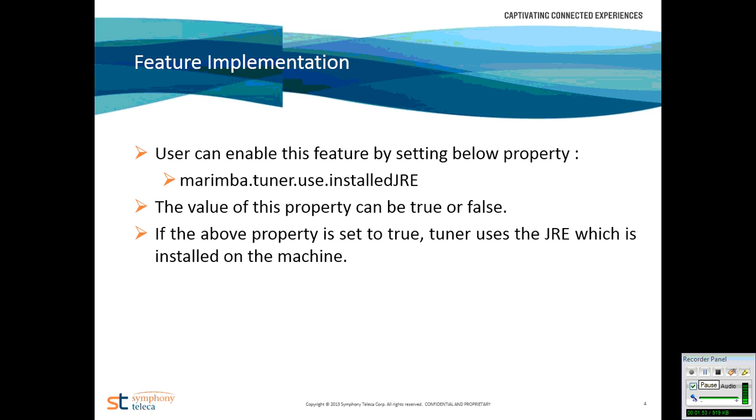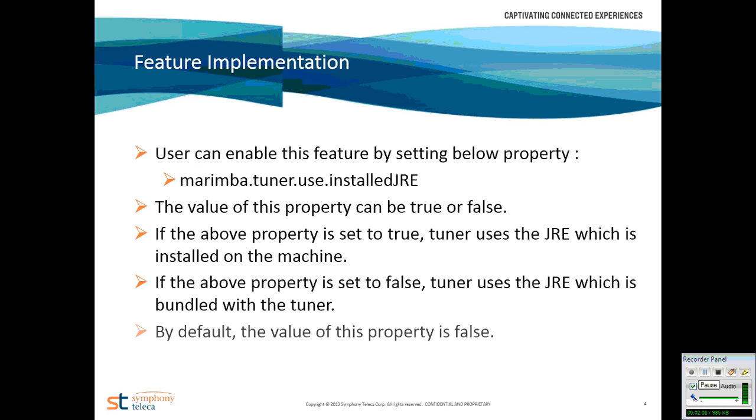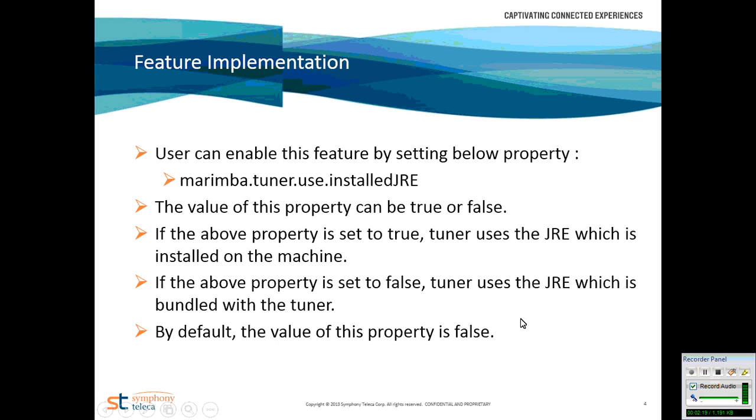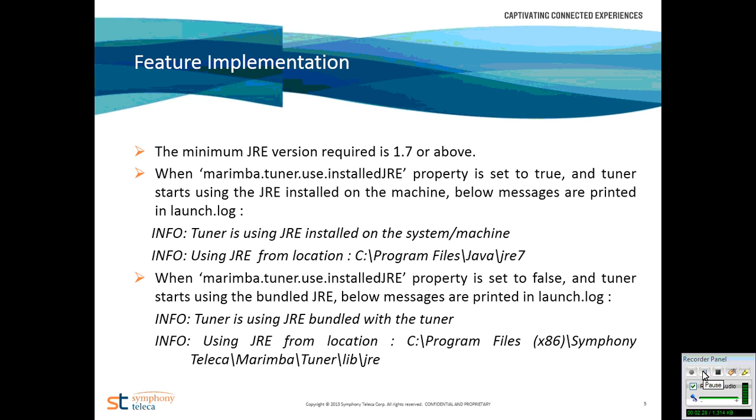If the above property is set to true, tuner uses the JRE which is installed on the machine. And if the property is set to false, tuner uses the JRE which is bundled with the tuner. By default, the value of this property is set to false. That means tuner uses the JRE that is bundled with the tuner. This property can be set either to profile or policy. The minimum JRE version that is required for this feature to work is 1.7 or above.